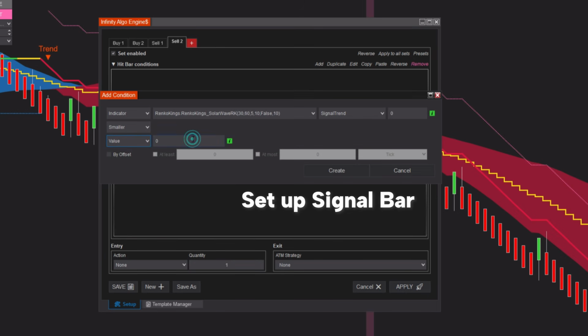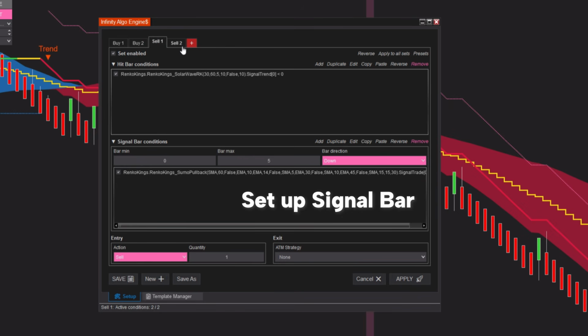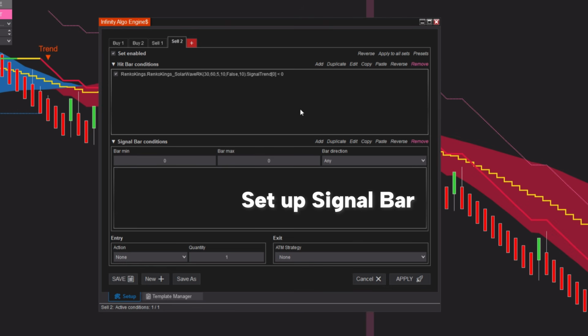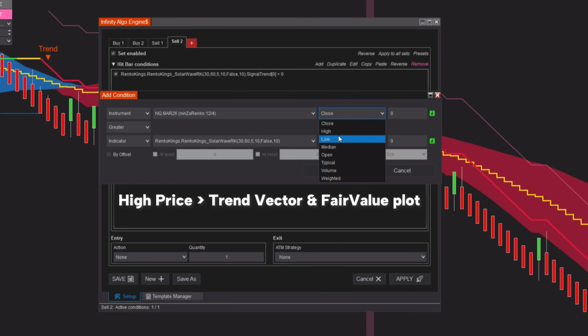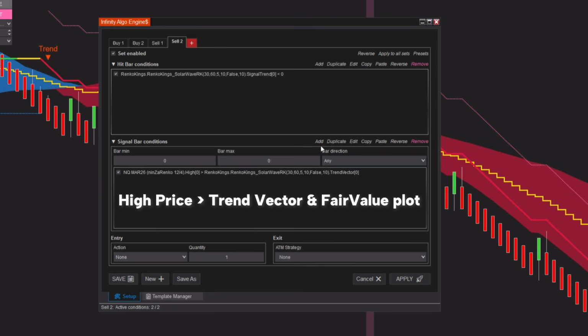To capture valid sell signals based on our rules, we simply reverse the entire buy logic into a sell setup. First, to form a valid sell signal candle, the candle must move from above to below the trend vector and the fair value plot. Specifically, the high of the candle must be above both plots, showing that before the breakdown, price was genuinely trading above these levels.